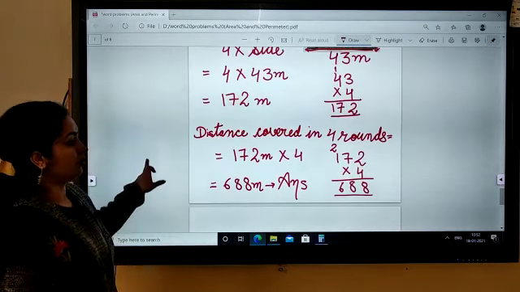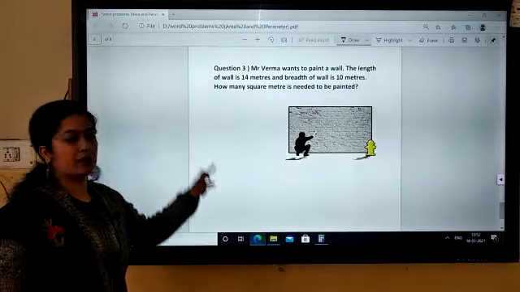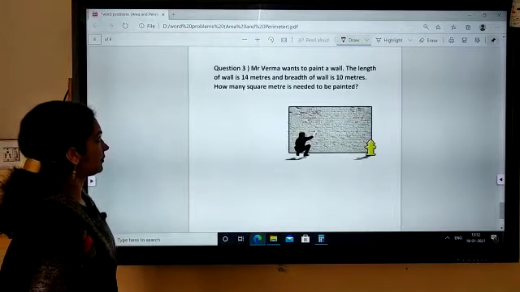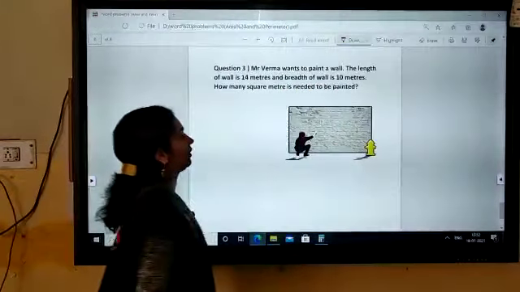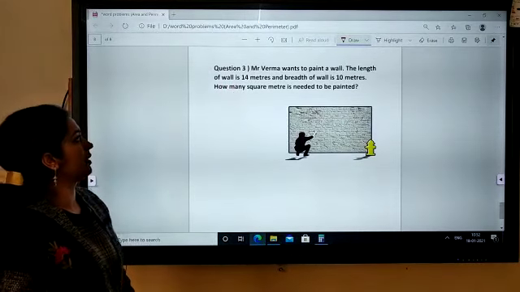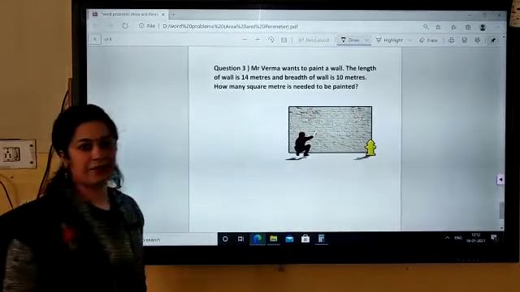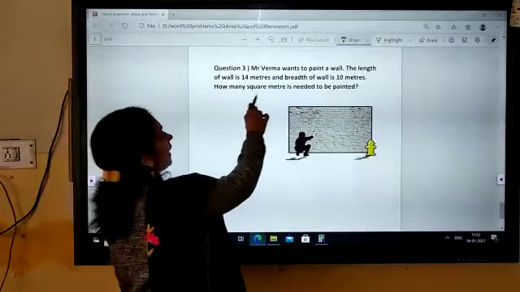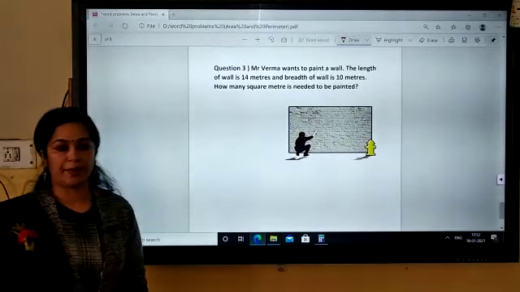Okay, one more example based on this topic. Mr. Verma wants to paint a wall. The length of wall is 14 meters and the breadth of the wall is 10 meters. How many square meters need to be painted?